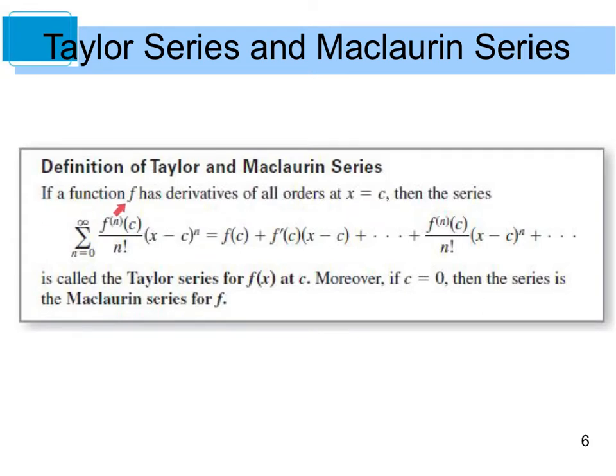All right, if a function f has derivatives of all orders at x equals c, then it has a series such as this, and that is called a Taylor series by definition. So then if we have c at 0, then it's called a Maclaurin series, and again, we've discussed this already.